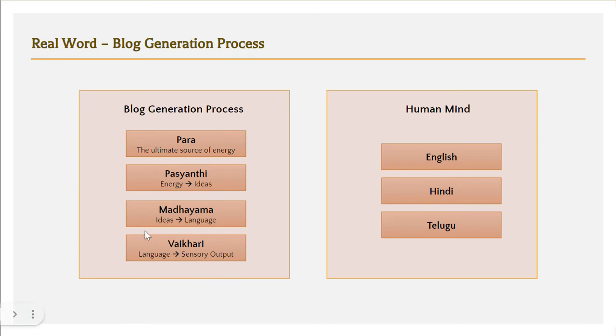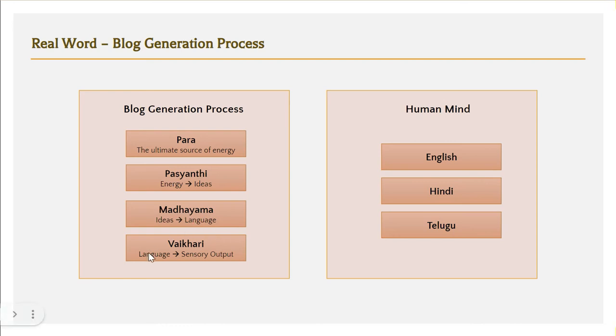Then in the next stage, all these ideas will be converted into language. So in the human mind, he will have the vocabulary of all the words for different languages. For example, he might have the list of the words which are related to English, and some list of the words which are related to Hindi, some list of words which are related to Telugu. So if he wants to write the blog post in English, he will take all the list of the words which are there in English, and then he will map it to the ideas which he wants to present, and then he will convert all those ideas into language.